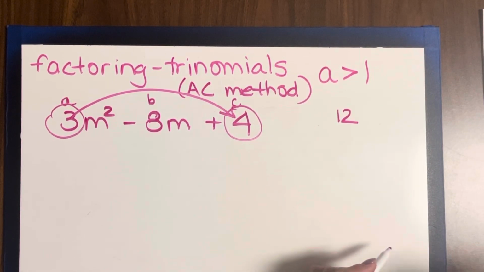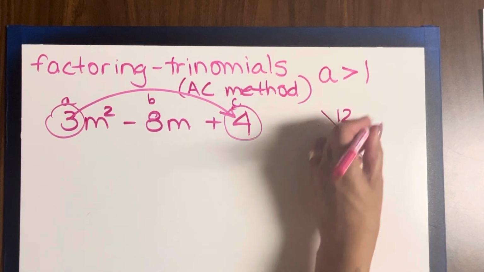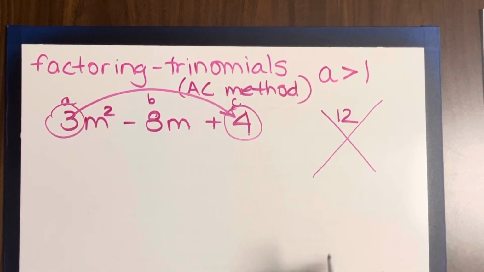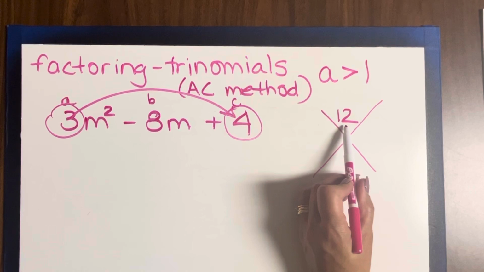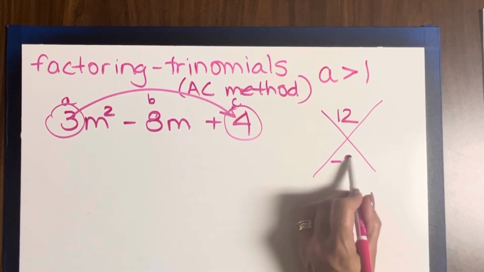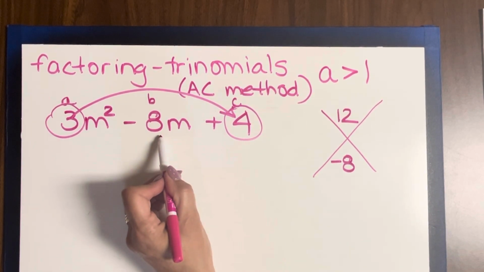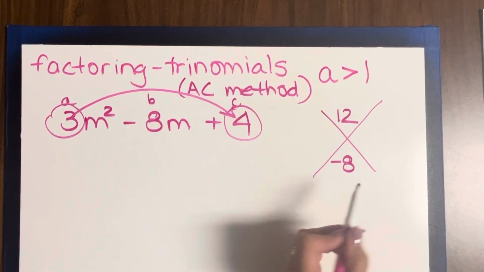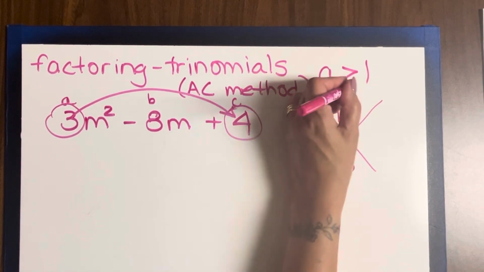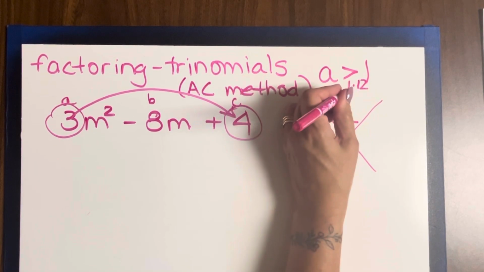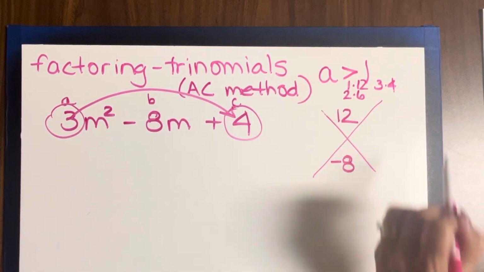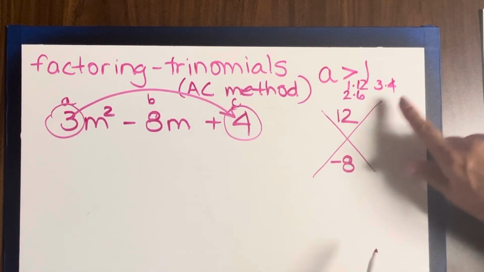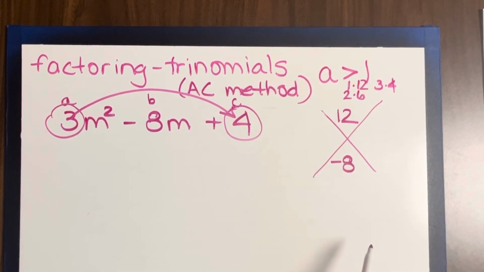So now I'm going to use a similar strategy to what I did for my trinomial where a was equal to 1. I am going to look for factors of 12 that also add up to this negative 8. So I have factors of 12: 1 times 12, 2 times 6, 3 times 4, and then if I go back, I'm at 4 times 3. So these are my 3 factor pairs.